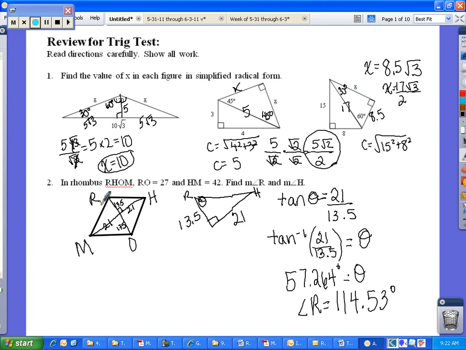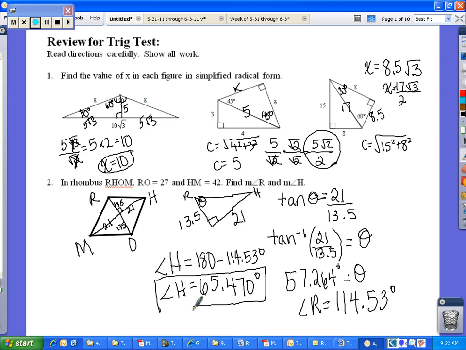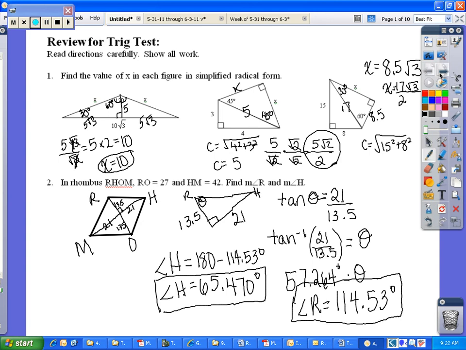All right, now to get the other angle, I know that for angle H, that's going to be the supplement of this angle here, angle R, because remember, consecutive angles in any parallelogram are supplementary. So all I have to do for angle H is take 180 and subtract that angle that I found. So angle H is equal to 65.470. So here's angle H, and here's angle R. That's 1 and 2.